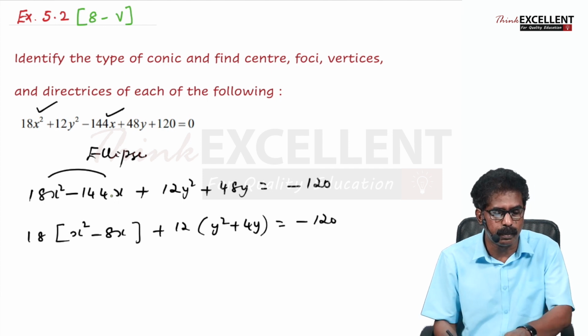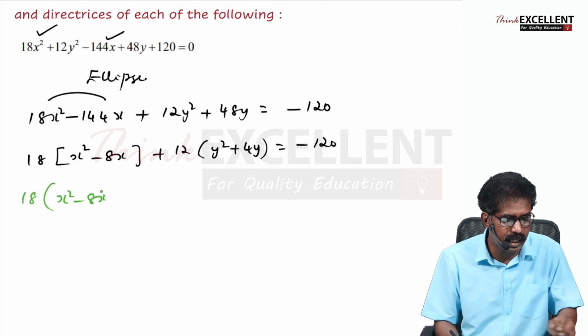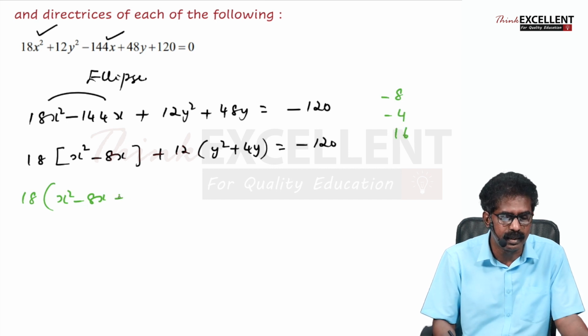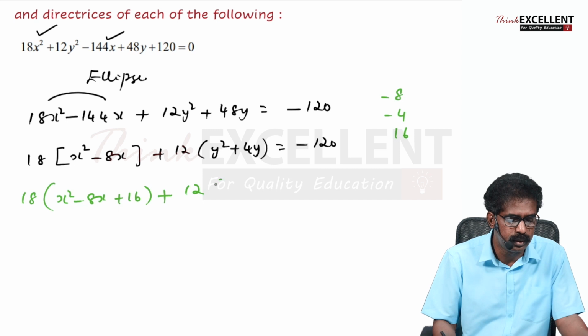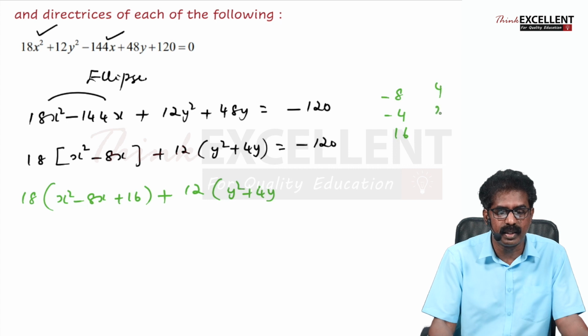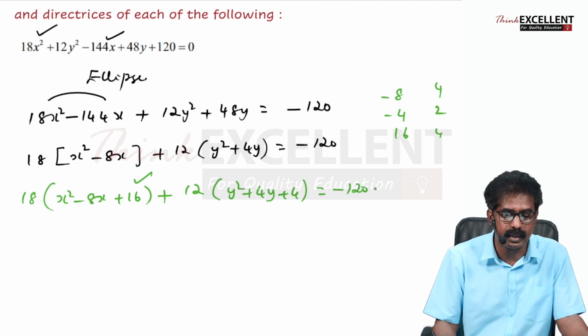Next, to make it a perfect square, you add something. In 18 into x square minus 8x, which one do you have to add here? The x coefficient is minus 8. Half of that, minus 4, square it, 16. So plus 16. Plus 12 into y square plus 4y. Y coefficient is 4. Half of that, 2, square it, 4, right? So plus 4, equal to minus 120. 18 into 16, since we actually added 16 inside the bracket with 18 outside, you multiply that to get 288. Then here 12 into 4, 48, right? So here the sign also you have to see, that's important.